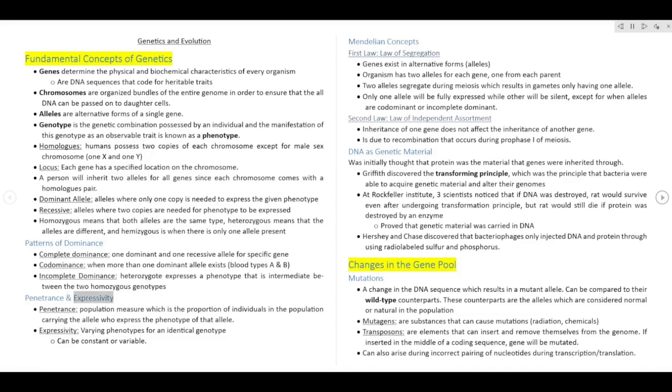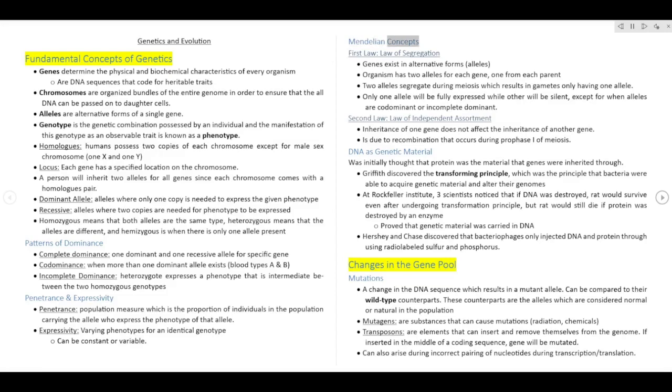Penetrance and expressivity. Penetrance is a population measure, which is the proportion of individuals in the population carrying the allele who express the phenotype of that allele. Expressivity is varying phenotypes for an identical genotype. It can be constant or variable.